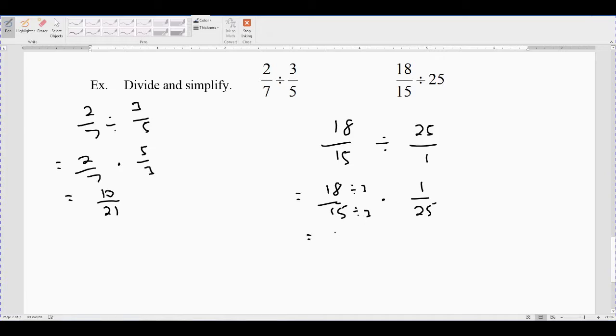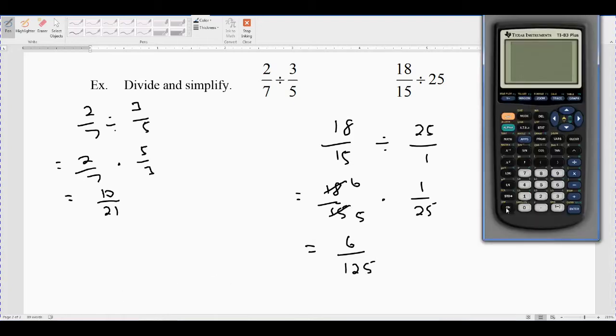So I'm going to go ahead and reduce those. I prefer to do it all in one step. We are dividing by 3, so that means 3 goes in 18 6 times, and 3 goes in 15 5 times. And then you multiply straight across. 6 times 1 is 6, and 5 times 25 is 125. Not bad, is it?